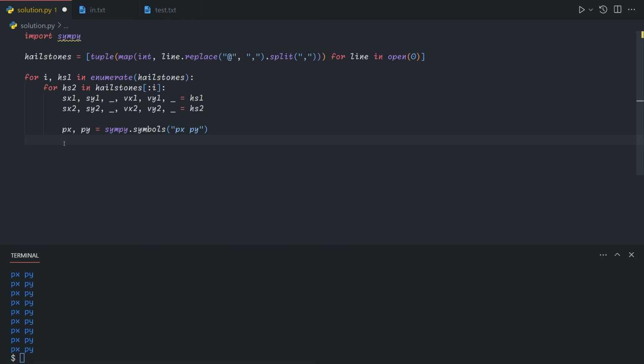So now we need to solve for some equations. So we'll say answers equals sympy.solve. And to solve, we'll feed it a list of equations. And these equations are going to be more like expressions, really. All of the equations are going to be of the form something equals 0.